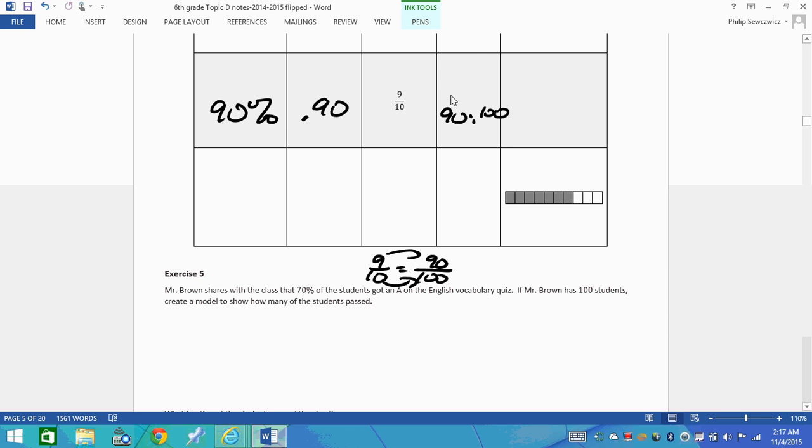So that also works. Could I write out 9 to 10? Absolutely. That does work as well. Again, it's just a simplified form of it.